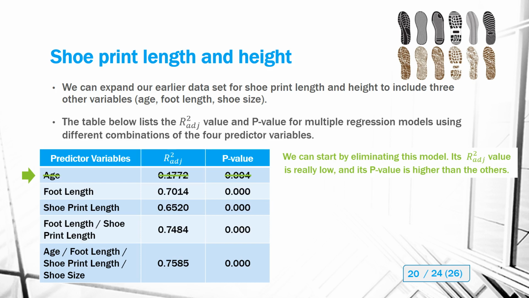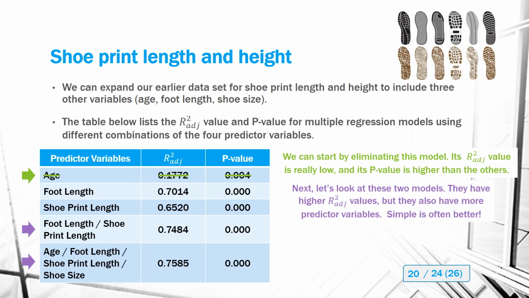So now we've got 4 models left in our list. So what do we do next? Well, next, let's look at these next 2 models that are last in the list. They have the highest adjusted R-squared values of any model in the list. But they also have more predictor variables than any model on the list. So the p-values are the same for all the models that are left, so we can't really use that. We have to look at the adjusted R-squared values because that's where the differences are.